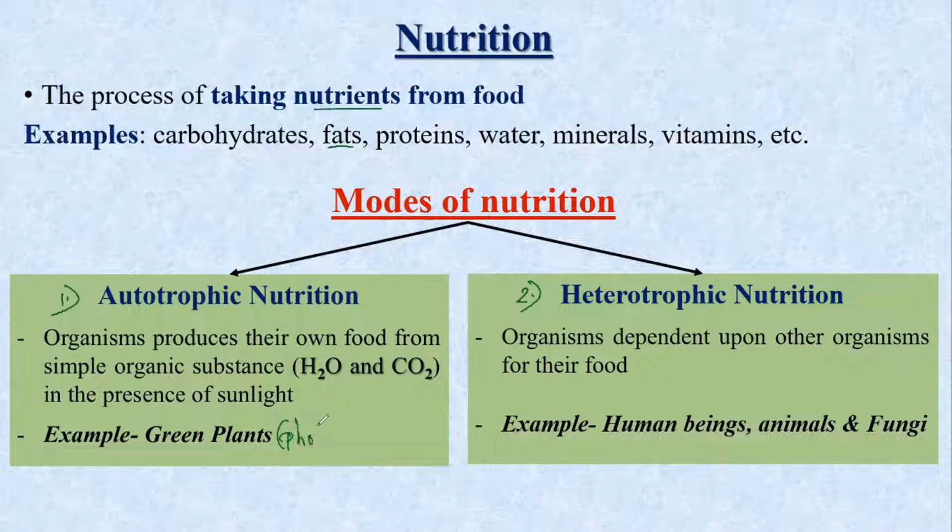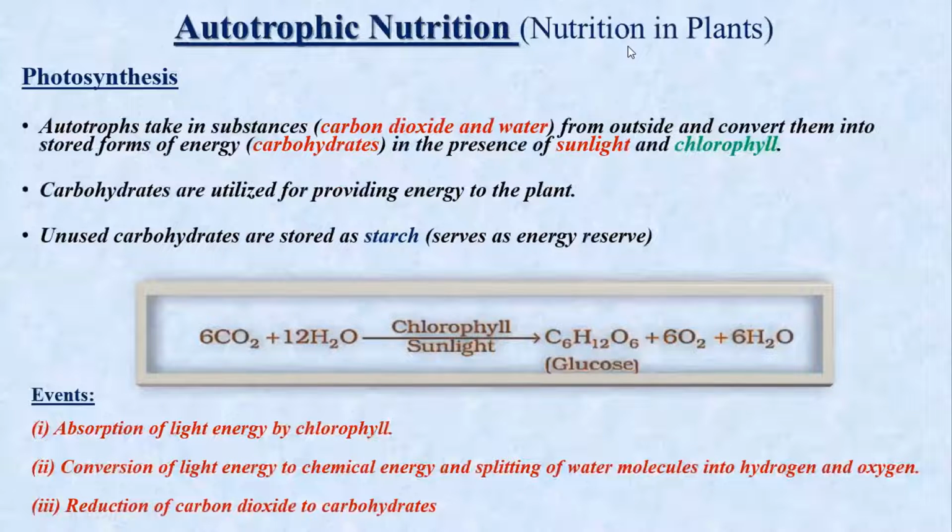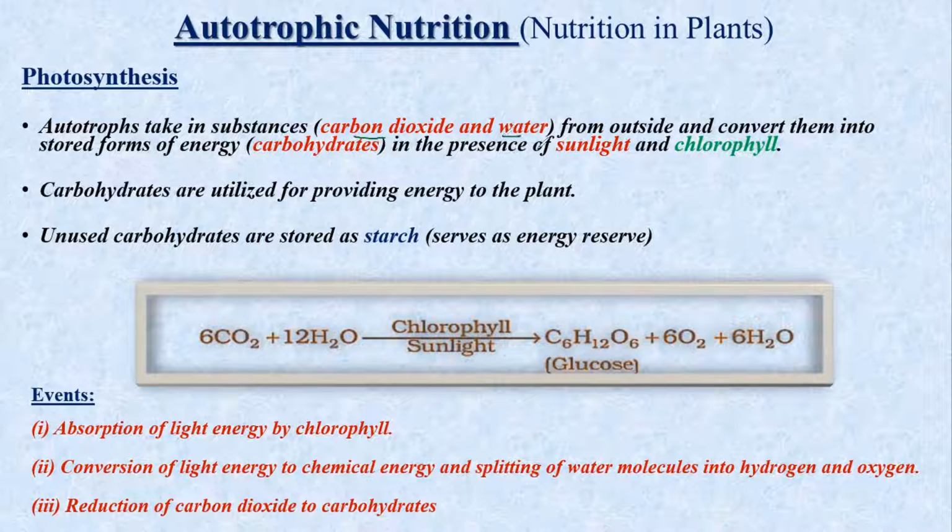We can also call it photosynthesis. So today we are going to discuss the details of photosynthesis, that is, the way by which green plants derive their nutrition. So this is autotrophic nutrition, that is photosynthesis, that we see in plants. The plants utilize carbon dioxide and water in the presence of sunlight and a green colored pigment called chlorophyll that is present in the leaves. The leaves are green in color because of the presence of chlorophyll, which helps in the absorption of sunlight.